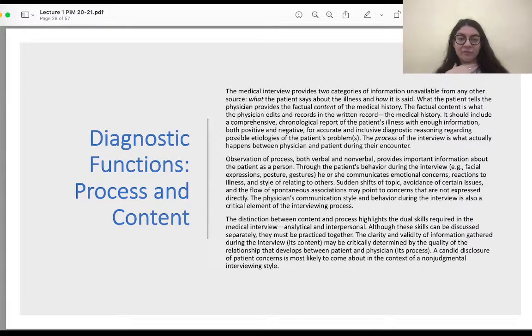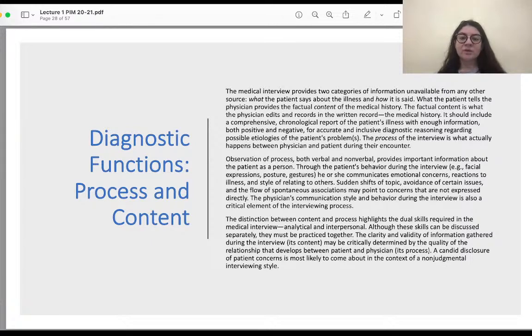The medical interview provides two categories of information unavailable from any other source: what the patient says about the illness and how it is said. What the patient tells the physician provides the factual content, the medical history. The physician edits and records this factual content in the written medical history. It should include a comprehensive chronological report of the patient's illness with enough information, both positive and negative, for accurate, inclusive diagnostic reasoning regarding possible etiologies of the patient's problems.